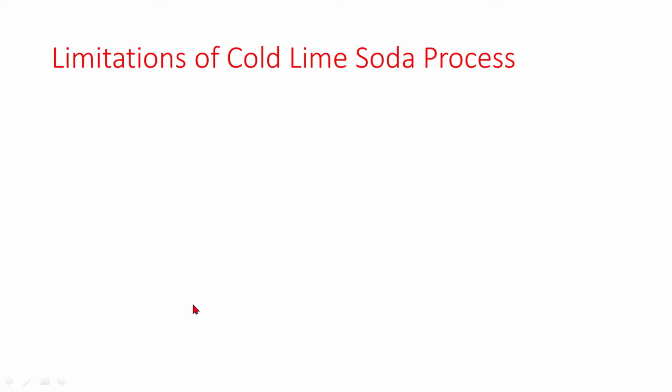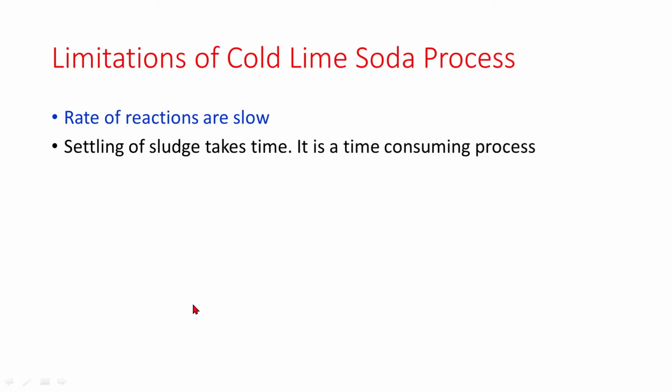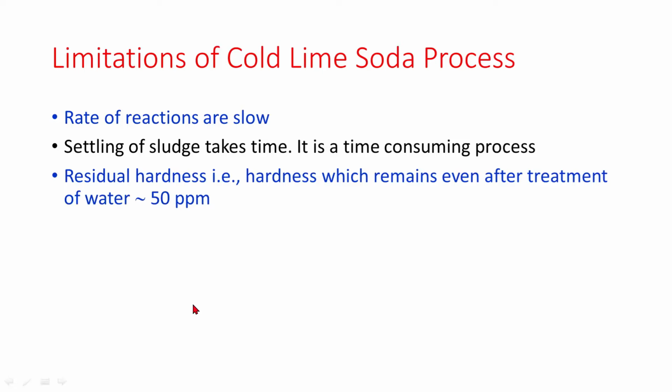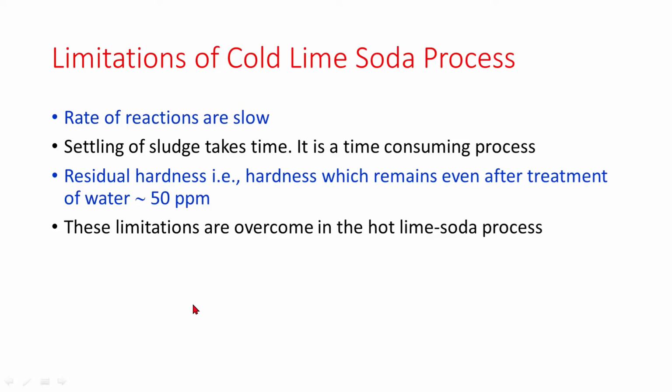Sludge is drawn off occasionally. Limitations of the cold lime soda process. Rates of reaction are slow. Settling of sludge takes time. It is a time consuming process. Residual hardness, that is hardness which remains even after treatment of water, is about 50 ppm. These limitations are overcome in the hot lime soda process.